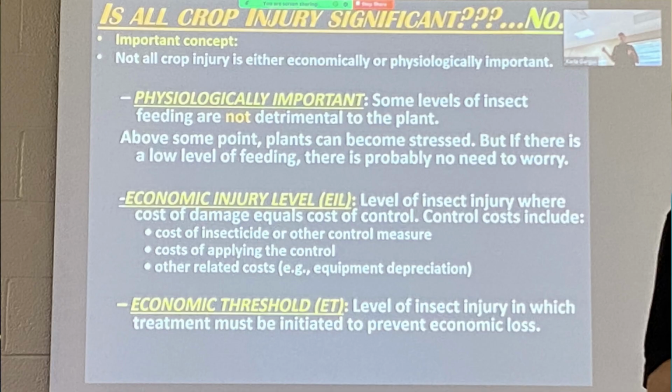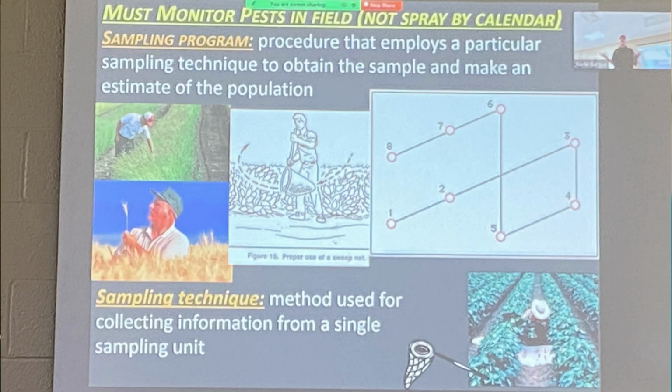Is all crop injury significant? No. There's physiological importance. Some levels of insect feeding are not detrimental to the plant. Economic injury level: level of insect injury where cost of damage equals cost of control. And then economic threshold: level of insect injury at which treatment must be initiated. You must monitor pests in the field, not spray by calendar. Sampling technique: method used for collecting information from a single sampling unit.